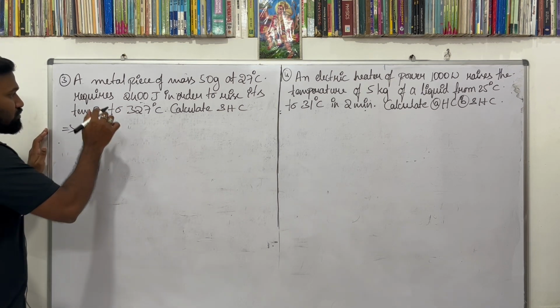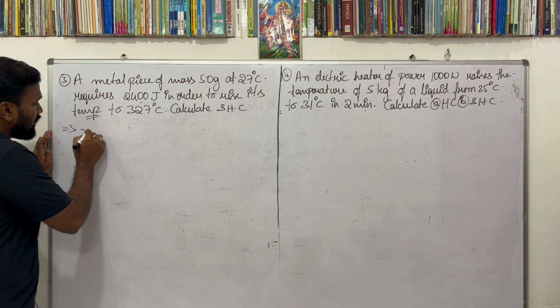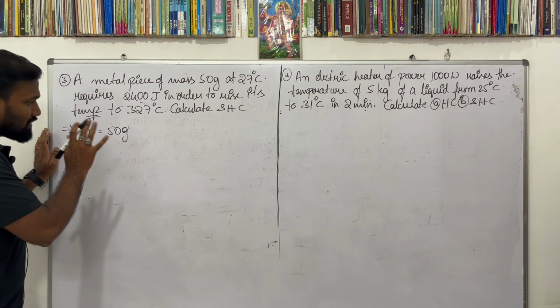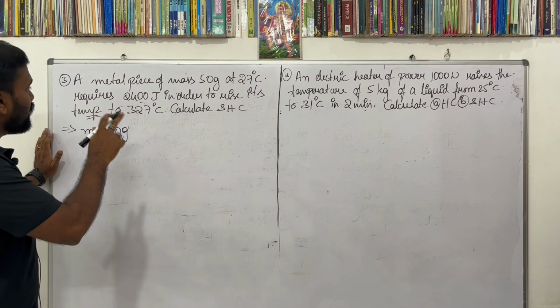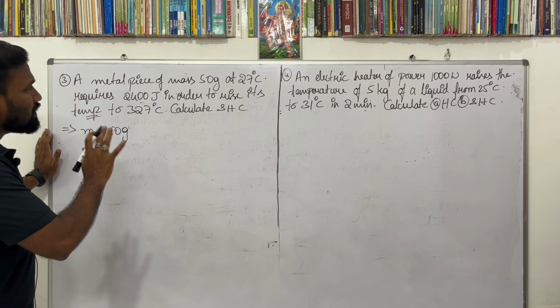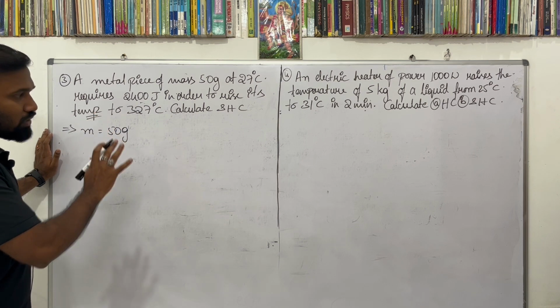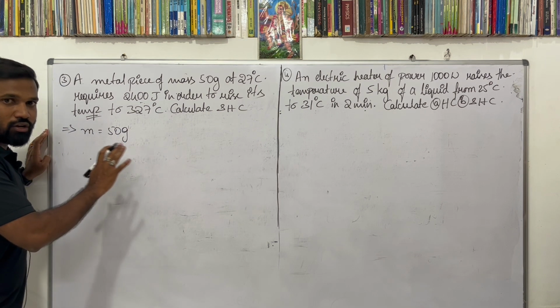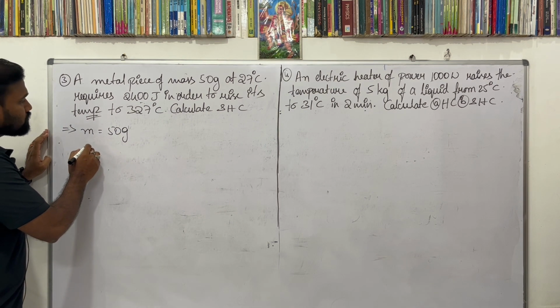The first thing they have given is the mass, which is 50 grams. Let us write it in terms of grams only. Why? Because nowhere has it been mentioned in terms of kg, neither specific heat capacity nor anything else. So if nothing is given in terms of kg, you can write it in terms of grams only, no need to worry.